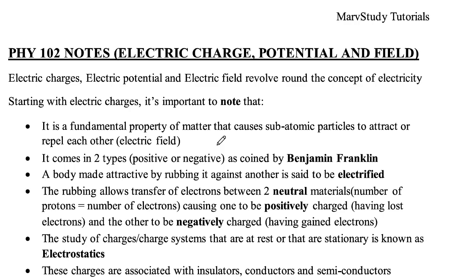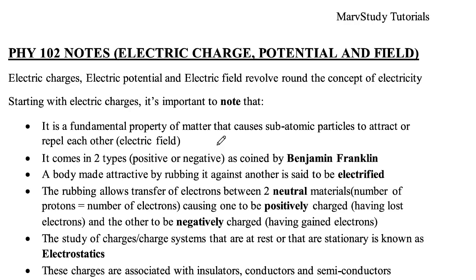So there's a situation whereby you have two different objects, and then by the time you rub them together, there is now transfer of electrons. So when there is now transfer of electrons, one will be positively charged, another will be negatively charged, and that leads to what we call electrification. That's why it says it's said to be electrified.